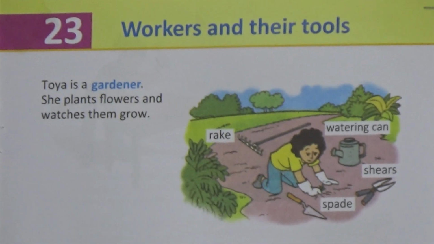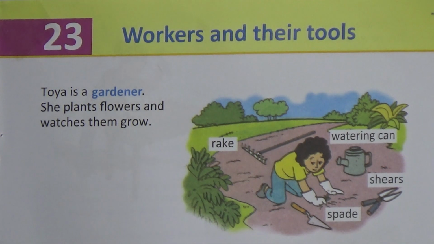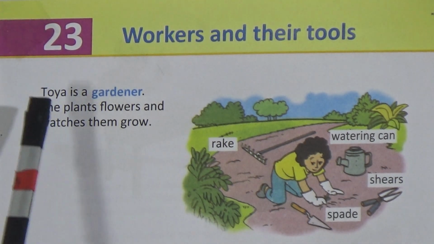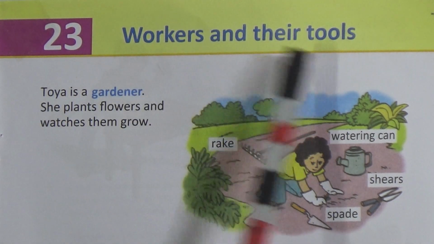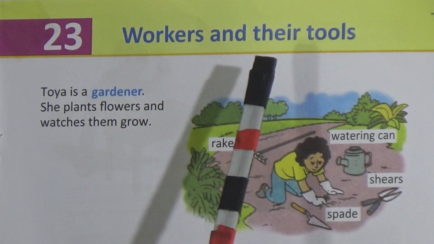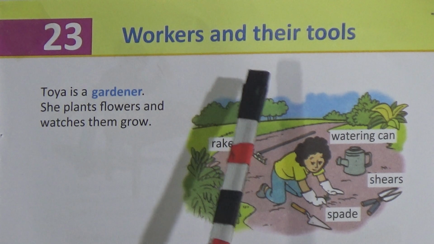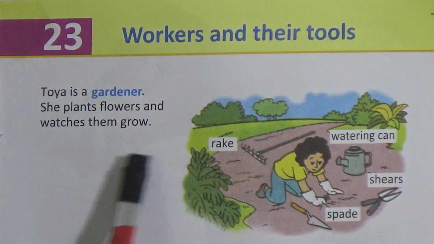Here is page number 53 of your science book and this is chapter number 23 and the name of this chapter is Workers and Their Tools. From this chapter we will learn about workers and their tools. Let's see what is written here.